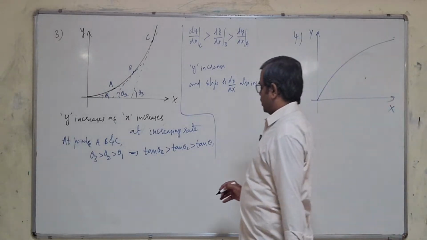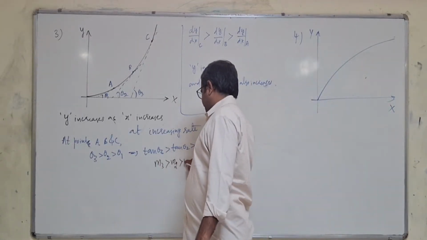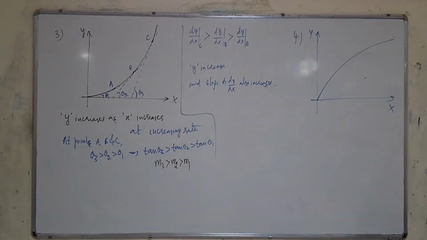Slope is generally denoted by m, so you can say m3 is greater than m2, which is greater than m1. M means slope.